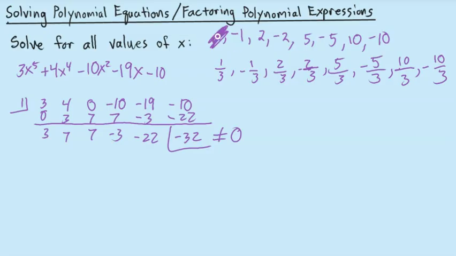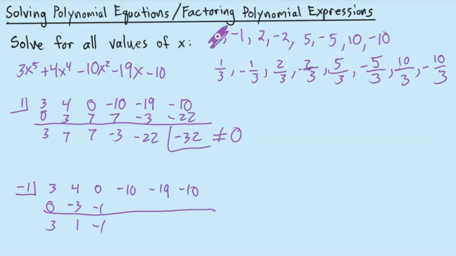So now we're going to move on to negative 1. All right, so we'll do negative 1 in the half box, then a 3, a 4, a 0, a negative 10, a negative 19, a negative 10, and then we'll draw a horizontal line, put a 0 here. 3 plus 0 is 3, times negative 1 is negative 3, plus 4 is 1, times negative 1 is negative 1, plus 0 is negative 1, times negative 1 is 1, plus negative 10 is negative 9, times negative 1 is 9, 9 plus negative 19 is negative 10, negative 10 times negative 1 is 10, and 10 plus negative 10, that's 0. So look at that, we've got a remainder of 0.